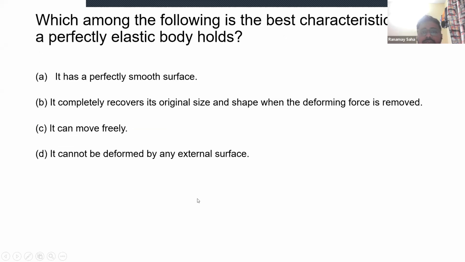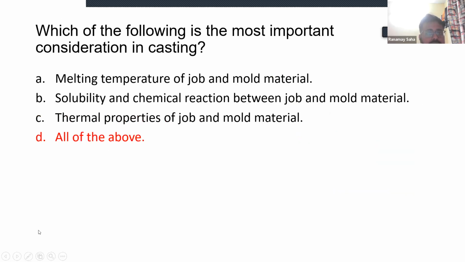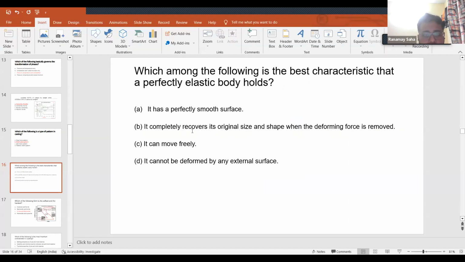Now it says which of the following is the best characteristic that a perfectly elastic body holds. It has a perfectly smooth surface. It completely recovers its original shape when the deforming force is removed. Yes, so this must be the best characteristic. So B must be the best possible characteristic.